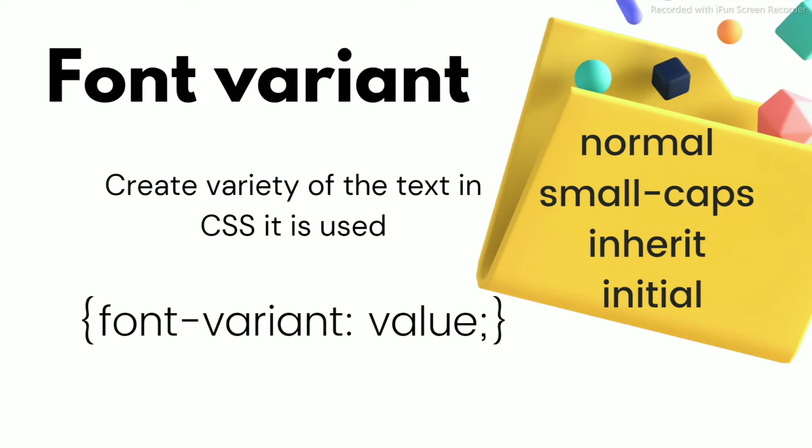Inherit means whatever the parent tag contains, that gets inherited, and initial means whatever the starting value is, it gets initialized. At last we have the normal, which is used to represent a normal text, and we have small caps. Small caps is used to represent a text in a capital form or in uppercase with a small font size.